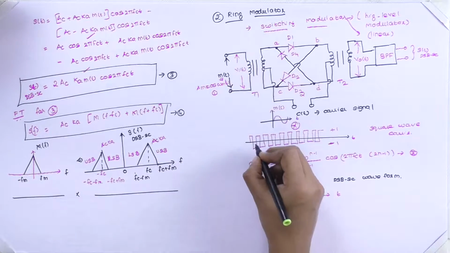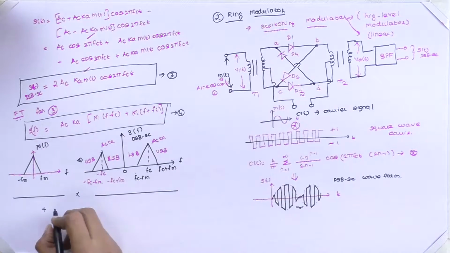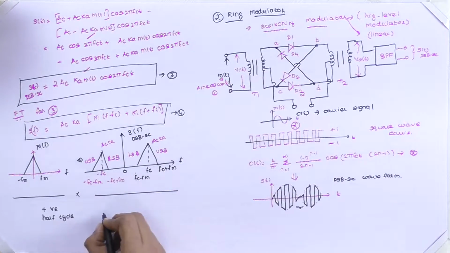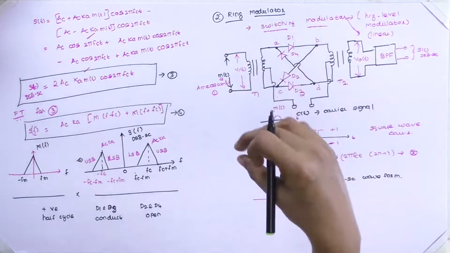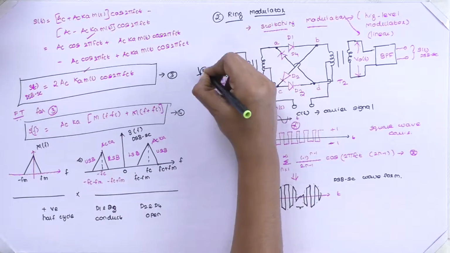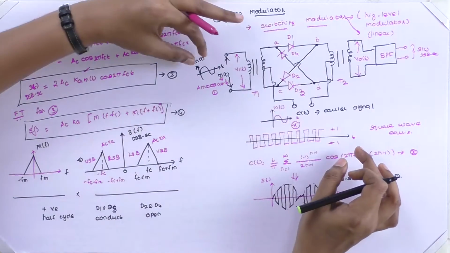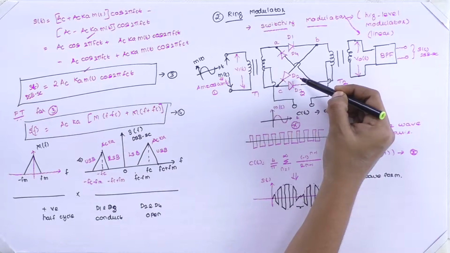When we have a positive half cycle of the square wave signal, our message signal is in its positive half cycle. Our D1 and D3 will be conducting and D2 and D4 will act as an open circuit. Therefore, current will flow only in this direction since it is forward biased. This is our m(t), and we have a rectangular pulse train applied to the center tapped transformer. So when we have a positive half cycle, our current is greater than 0. Then D1 and D3 will be conducting and D2 and D4 will be open.